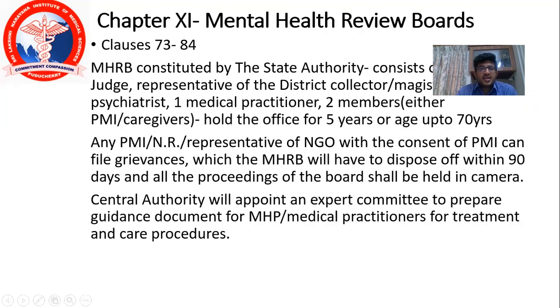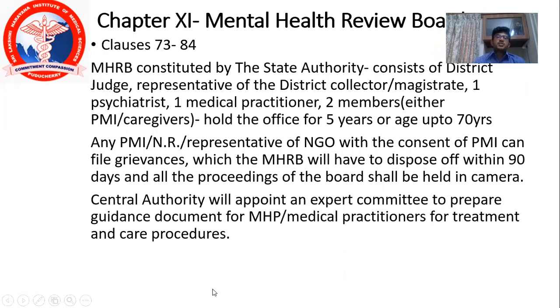Chapter 11 deals with the mental health review board. Okay. That comes under clauses 73 to 84. The mental health review board, constituted by the state authority, should consist of the district judge, a representative of the district collector or magistrate, one psychiatrist, one medical practitioner, and 2 members, either a person with mental illness or a caregiver. They should hold the office for 5 years, and their maximum age limit is up to 70 years.